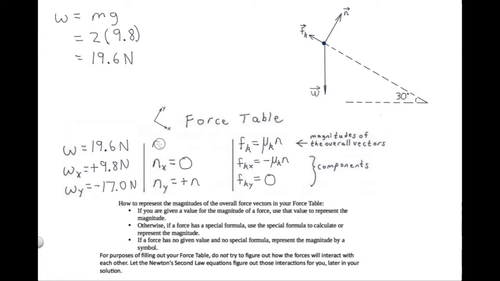Now, the magnitude of the normal force on this problem will be determined by how the normal force interacts with the weight force. And you can see from this special formula that the magnitude of the kinetic friction will be determined by how the kinetic friction interacts with the normal force. But, as usual, for purposes of filling out this force table, we did not try to figure out or predict what the result of those interactions will be. We're simply going to let this formula and later let the Newton's second law equations figure out the interactions for us.